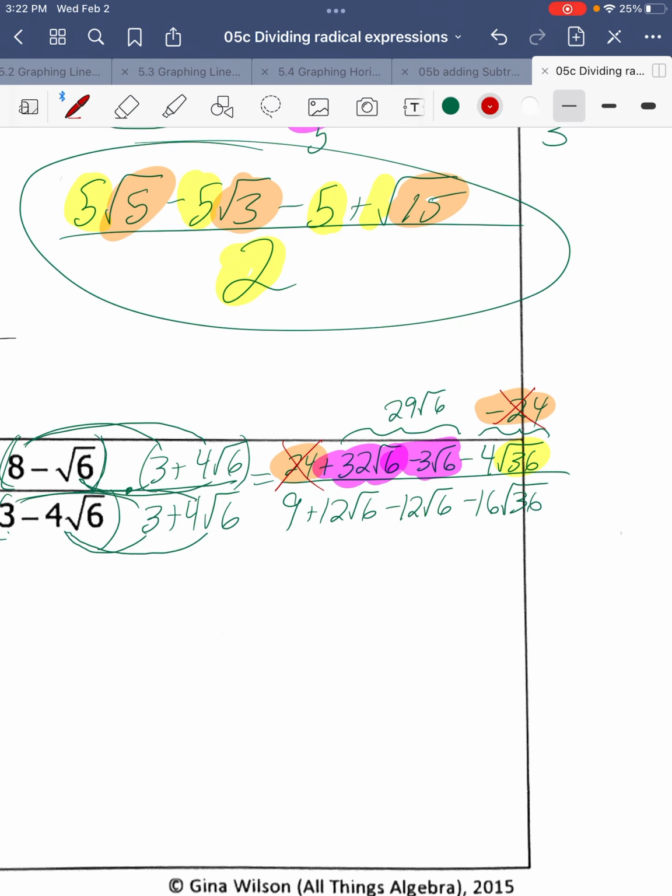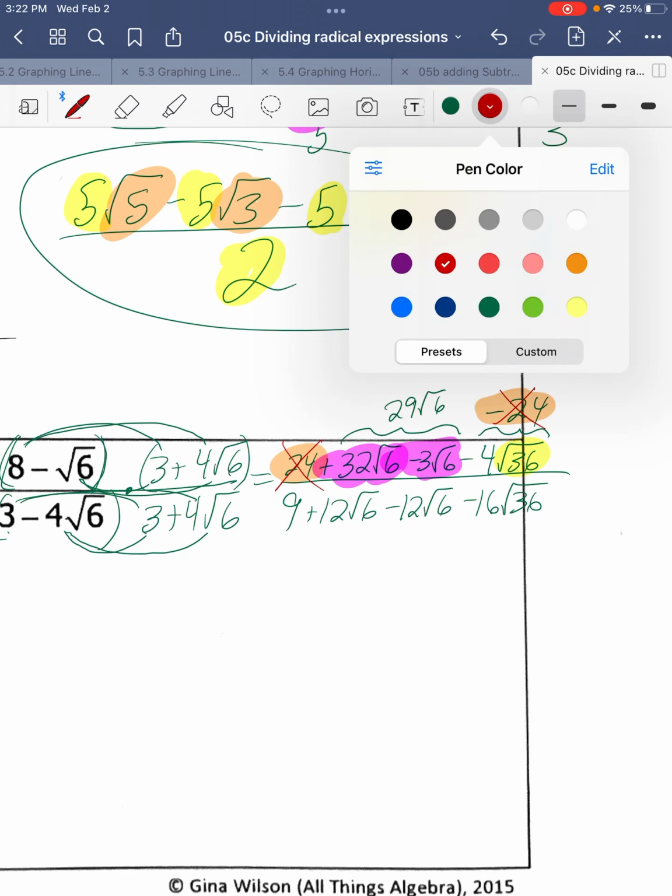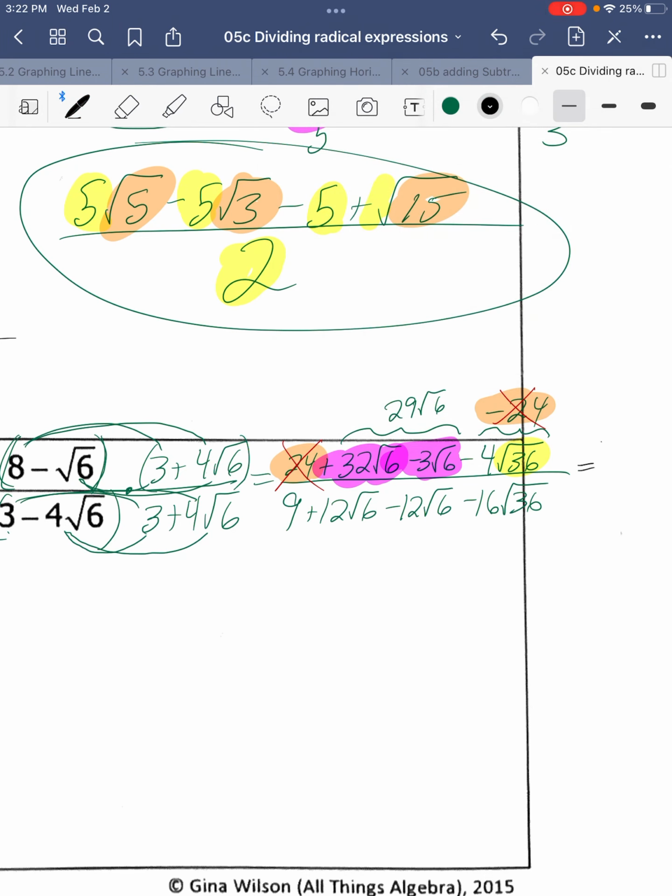So our numerator is actually going to only be, oh, that's so nice. I mean, it's not the nicest, but it's pretty nice. 29 square root of 6. And our denominator, let's take a look at what we got there. We have like terms here. We have 12 square roots of 6, and we're subtracting 12 square roots of 6. Goes away. We have the square root of 36 is 6.